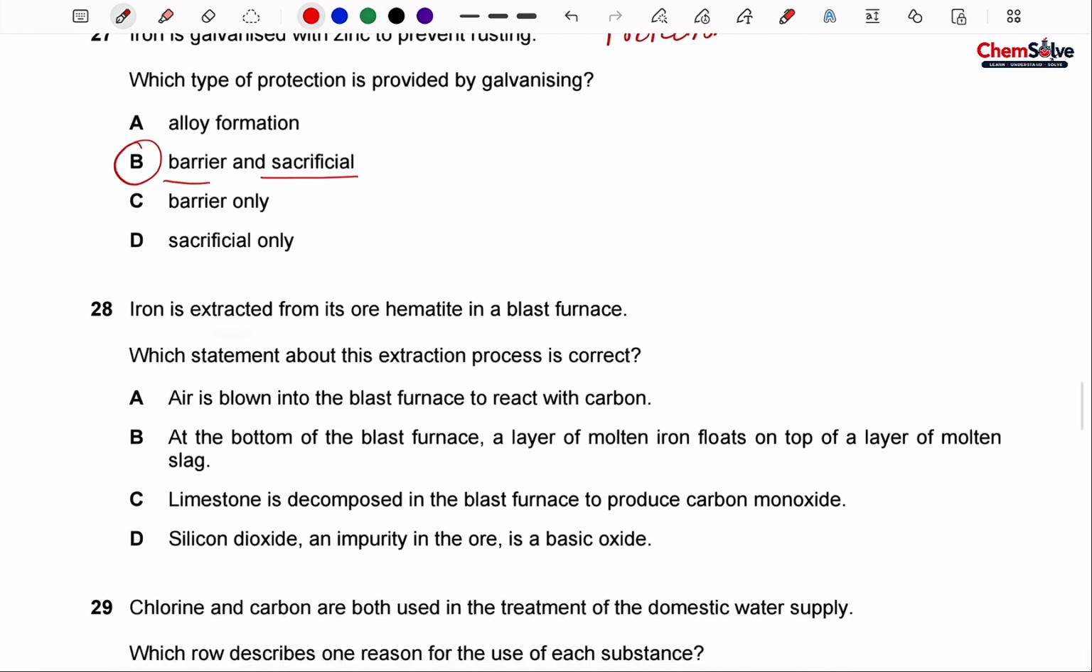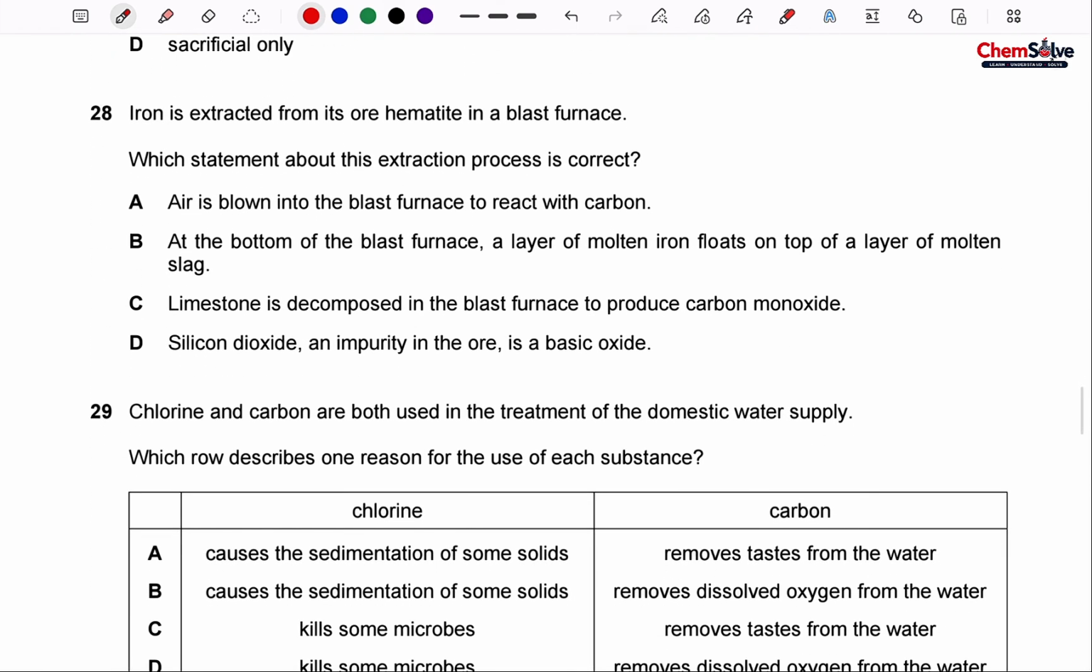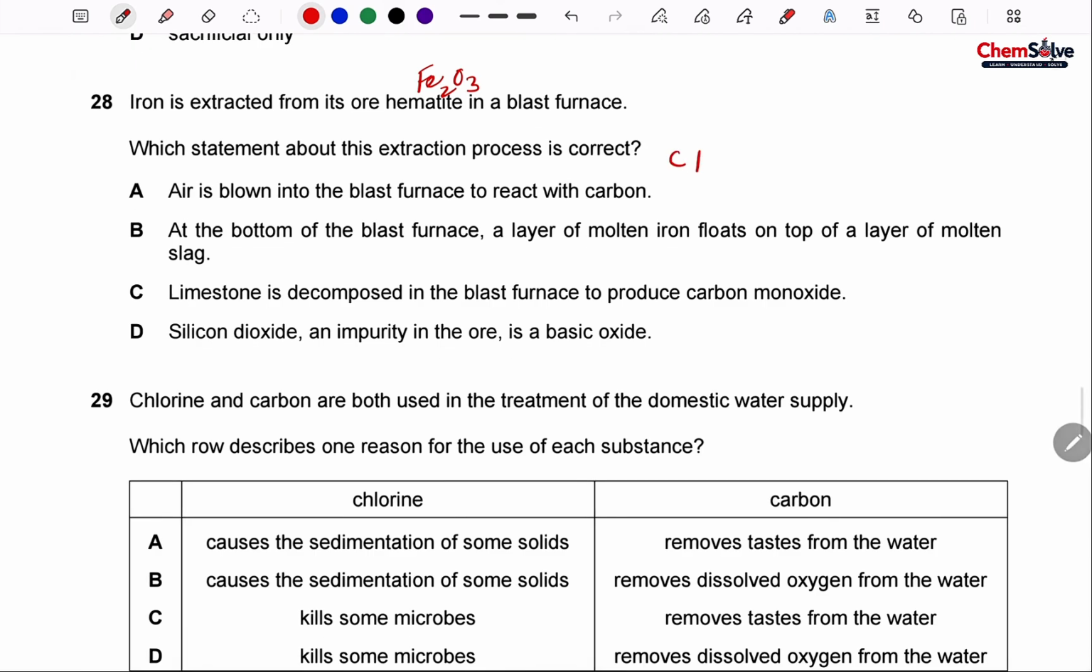Now look at the other statement, question number 28. Iron is extracted from its ore hematite in the blast furnace. Hematite is Fe2O3. Which statement about its extraction process is correct? Air is blown in the blast furnace to react with carbon. This seems to be the correct option, because carbon plus oxygen react and form carbon dioxide.